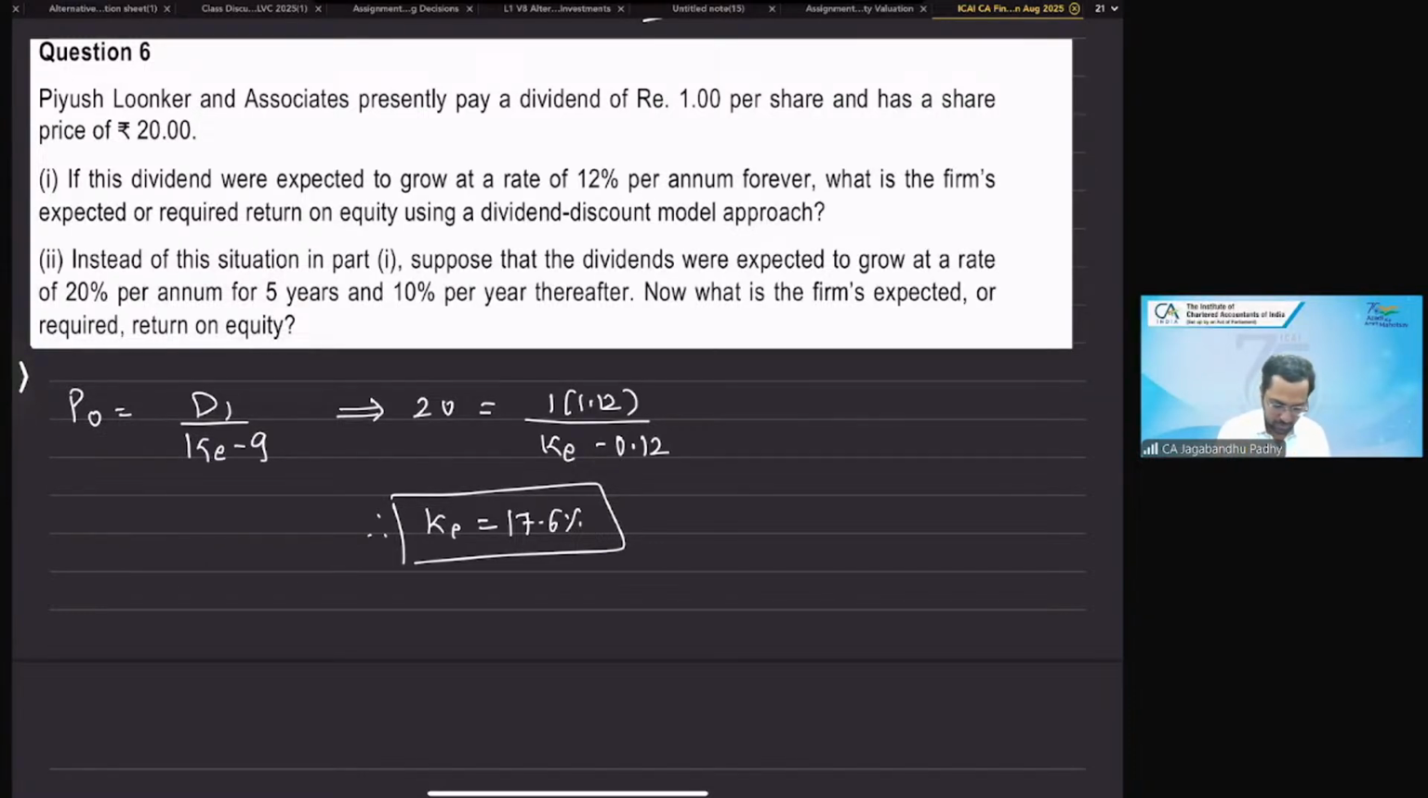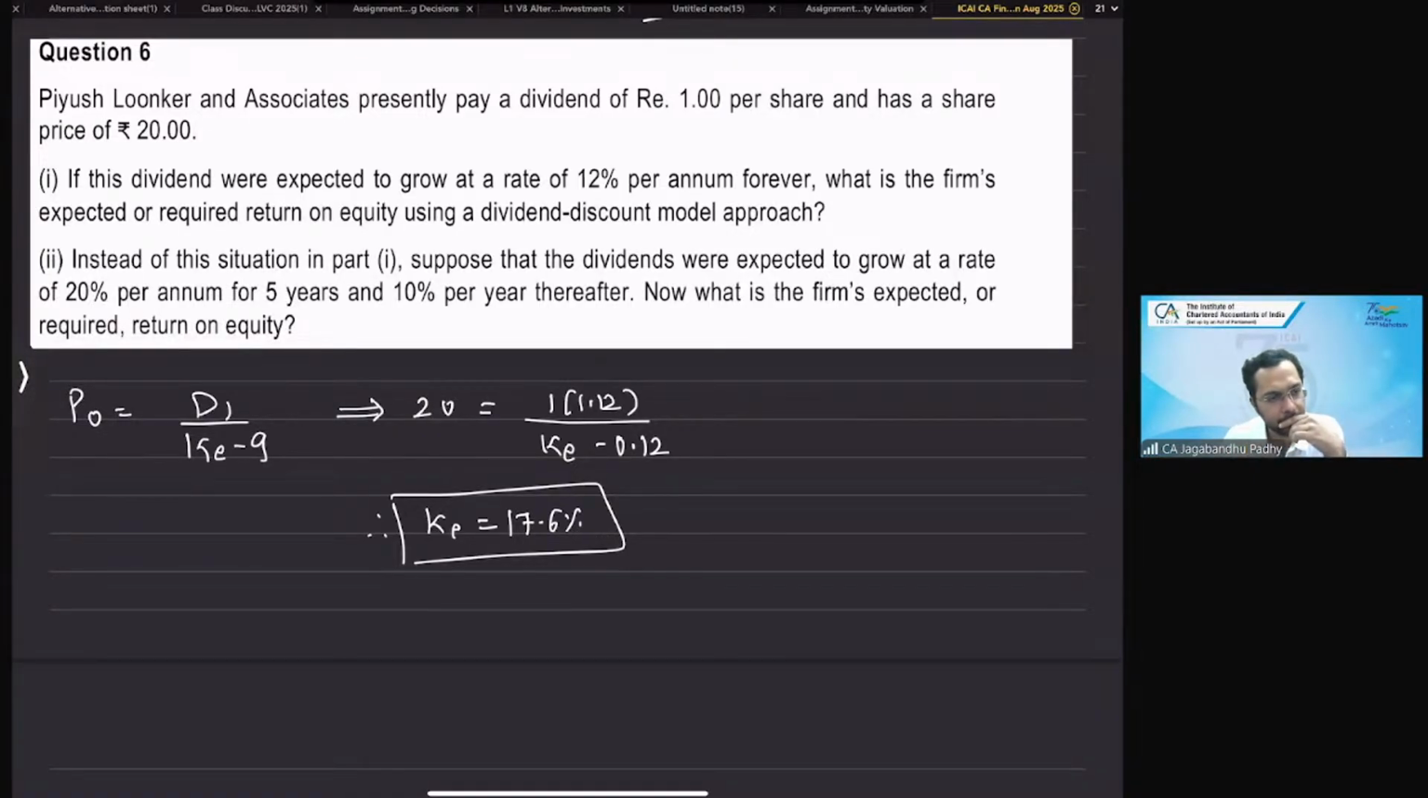Coming to the second part. Instead of the situation in part 1, suppose the dividends are expected to grow at a rate of 20% per annum for 5 years and 10% per annum thereafter. Now, what is the firm's expected or required return on equity? This is something which is challenging. The price is 20. The dividend is expected to grow at 20% per annum for 5 years and 10% thereafter. Tell us the firm's expected rate of return. Can anyone tell me how do we get this answer?